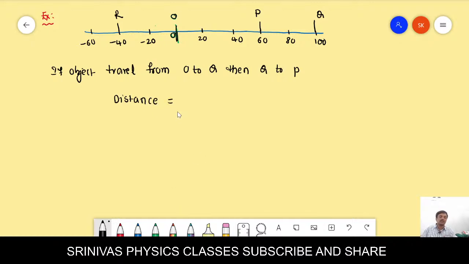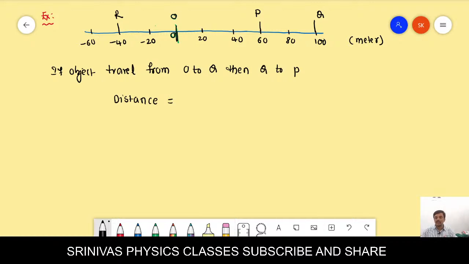Can anyone write what is the distance? The object travels from O to Q, then returns back to P. Then they are asking for the distance. This line is in centimeters, but let us consider it in meters. Okay, we can consider this is in meters.